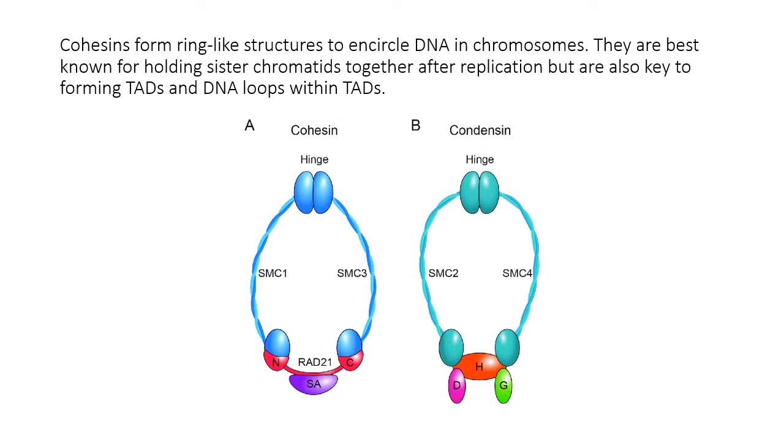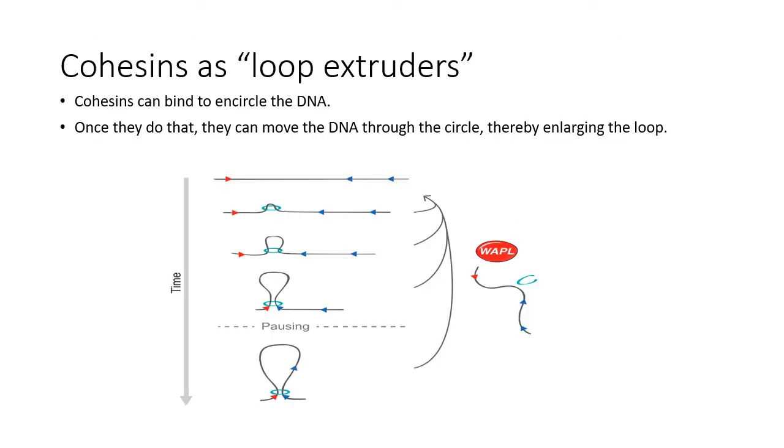Here's another picture. They form ring-like structures to encircle the DNA on the chromosome. Okay, they're also key to forming TADs and DNA loops, and they're actually able to encircle the DNA, but also thread the DNA through themselves to form loops in what's called the loop extrusion model. So here's the idea. They can encircle the DNA and then move the DNA along, and then in this particular example, bringing the little red dot and the little blue dot together to form a loop. So the cohesins themselves do this in an energy-dependent process in order to actually form these loops.